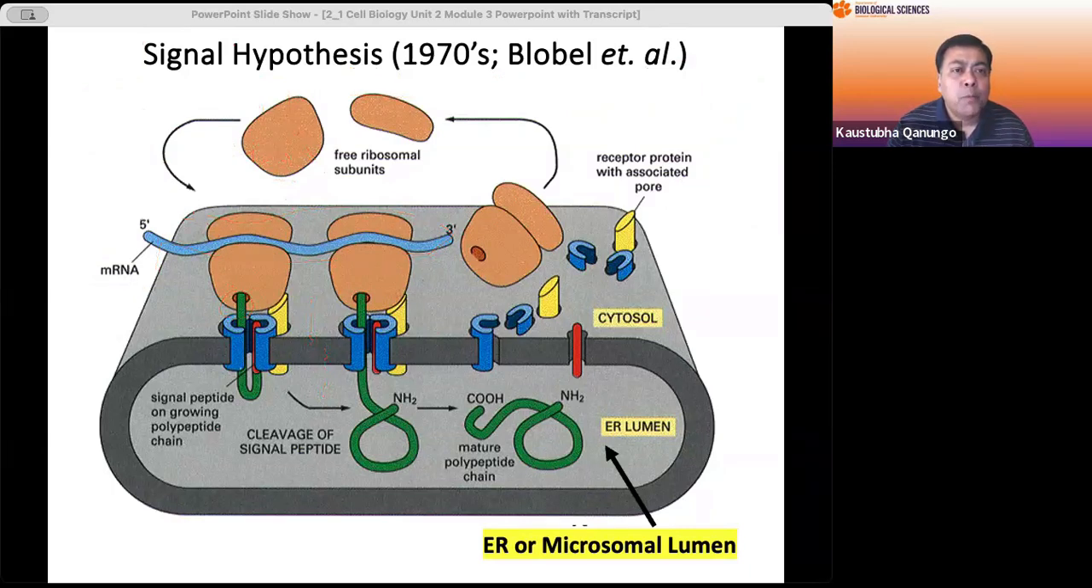So let's see that once this signal hypothesis was put forward, they have also seen that there is a signal peptidase. So here you can see that that's in yellow. And this signal peptidase cleaves the protein right here, or the signal. So the mature protein doesn't have that signal. It is removed and degraded. So the red portion is at the very beginning, signal peptide on the growing polypeptide chain. It is cleaved by the signal peptidase, and the mature protein doesn't have the signal, which is essentially degraded. This is just only one example of a protein, which is a soluble protein.